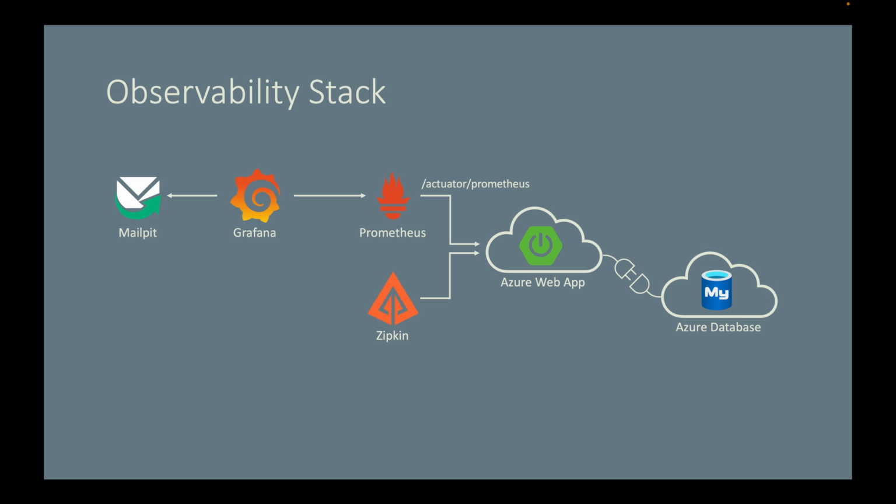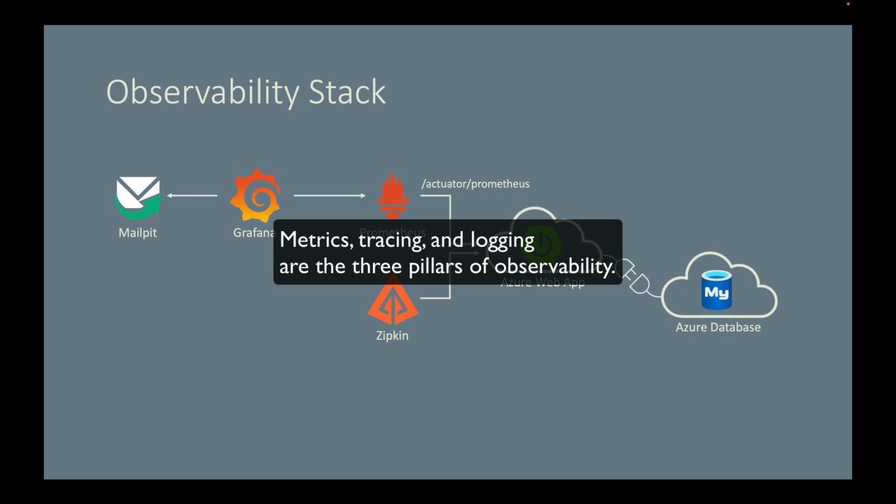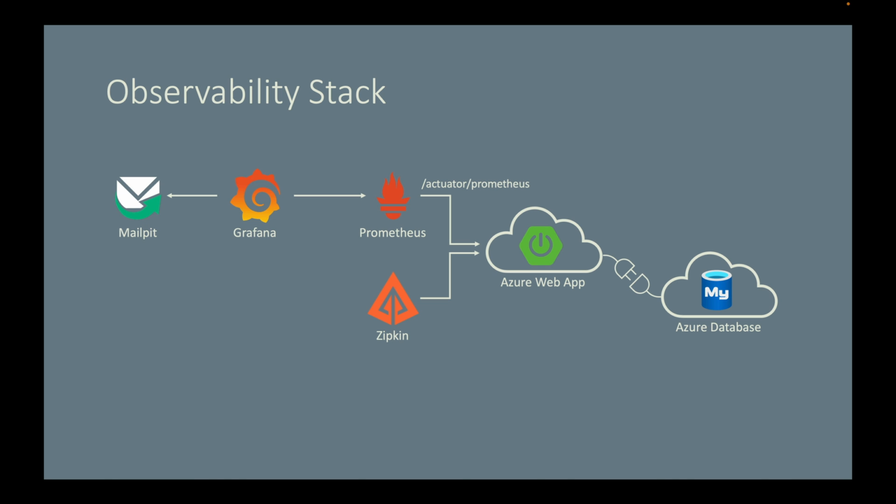Let's do a summary here. Observability refers to the ability to understand the internal state of an application from its external outputs. In a complex system, especially one based on microservices architecture, this is critical for maintaining, troubleshooting, and optimizing the application. Remember, metrics, tracing, and logging are the three pillars of observability. We used two videos to discuss observability in Spring Boot.